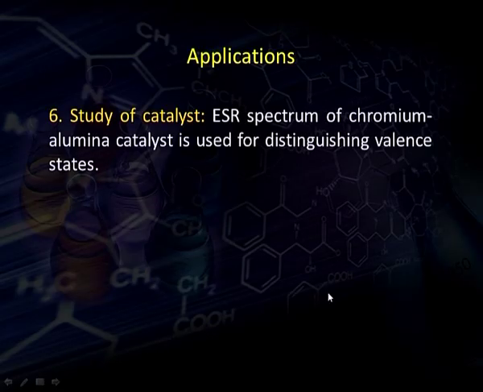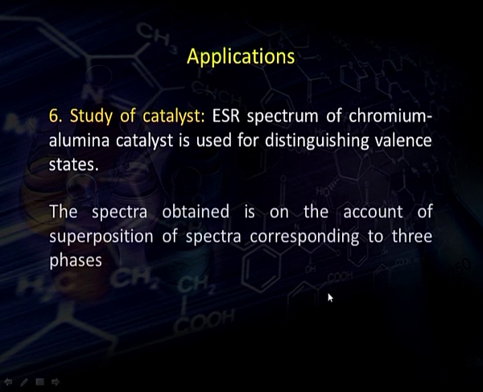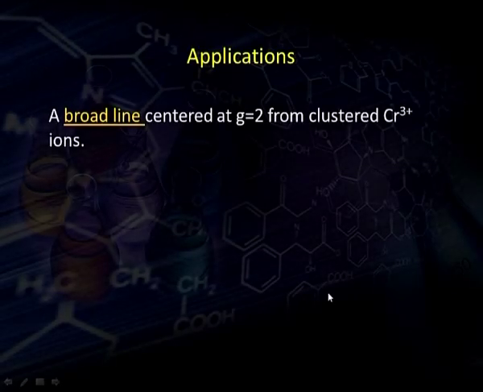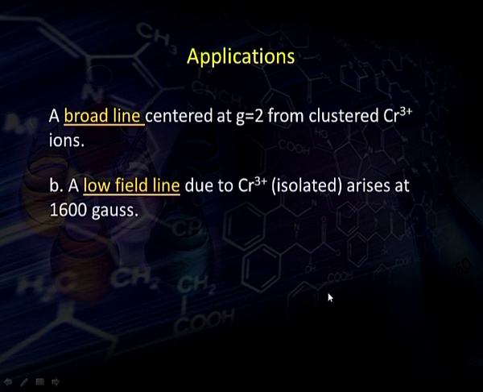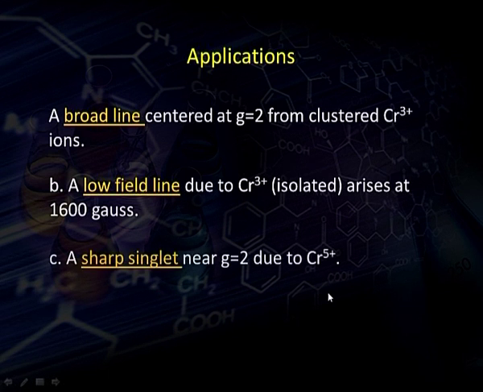The next application is the study of catalyst. The ESR spectrum of chromium alumina catalyst is used for distinguishing valence states. The spectrum obtained is on account of superposition of spectra corresponding to 3 phases. A broad line centered at G equal to 2 is obtained from clustered chromium 3 positive ions. A low field line due to chromium 3 positive, which is in the isolated form, arises at about 1600 Gauss, and a sharp singlet at about G equal to 2 is obtained due to chromium 5 positive.